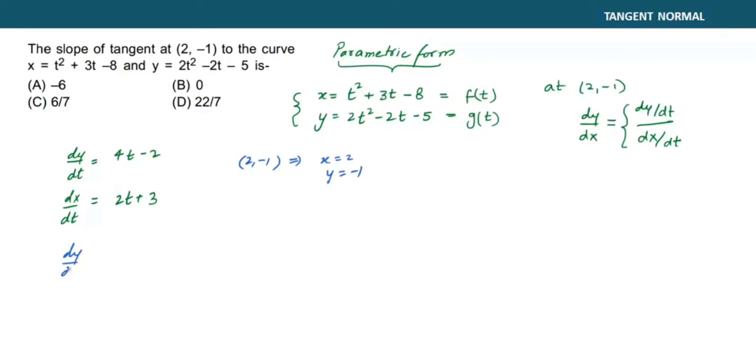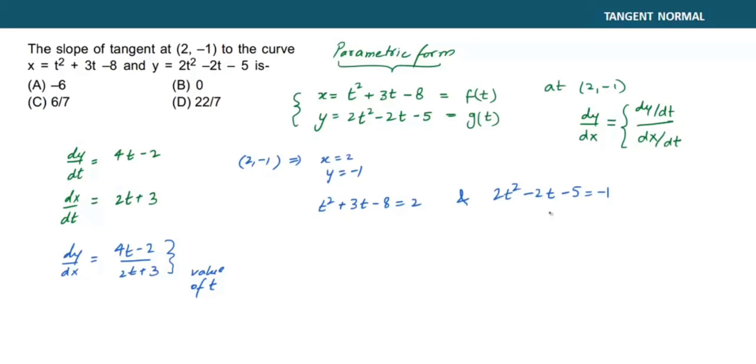Whereas what you have got, dy by dx will be this divided by this, that is 4t minus 2 by 2t plus 3. So for calculating this, you need the value of t, whereas you are given the values of x and y. So this is something very easy now. Just substitute the value of x here. You need that value of t for which x comes out to be 2, and for which y will become minus 1. So you need that value of t which will satisfy both these conditions.